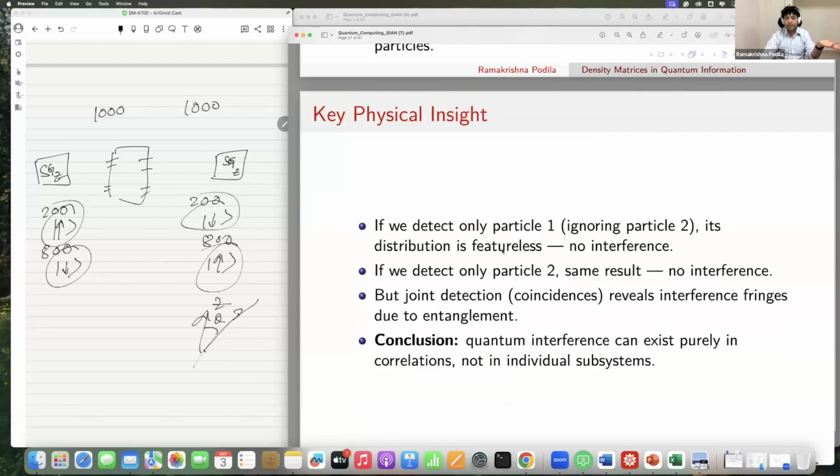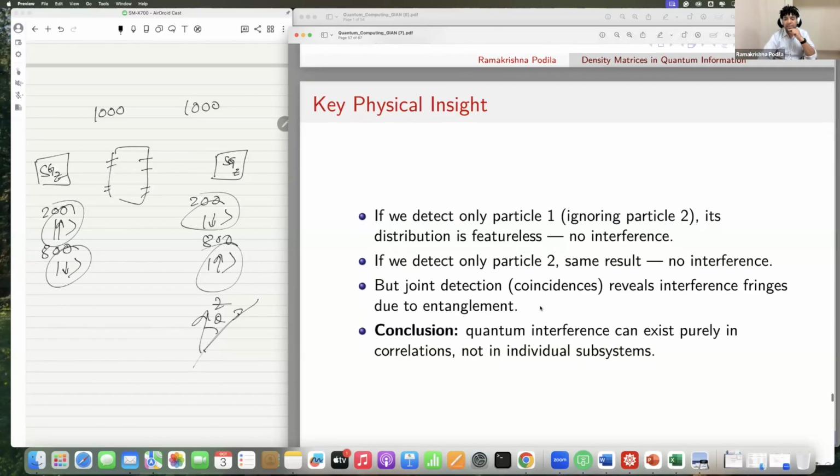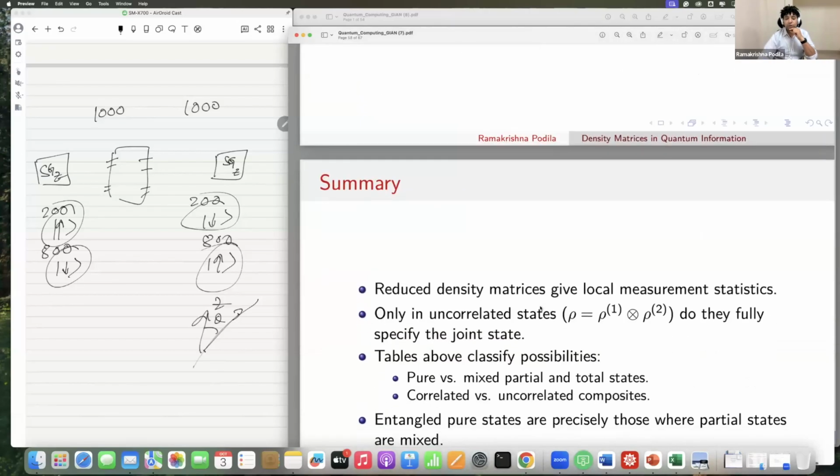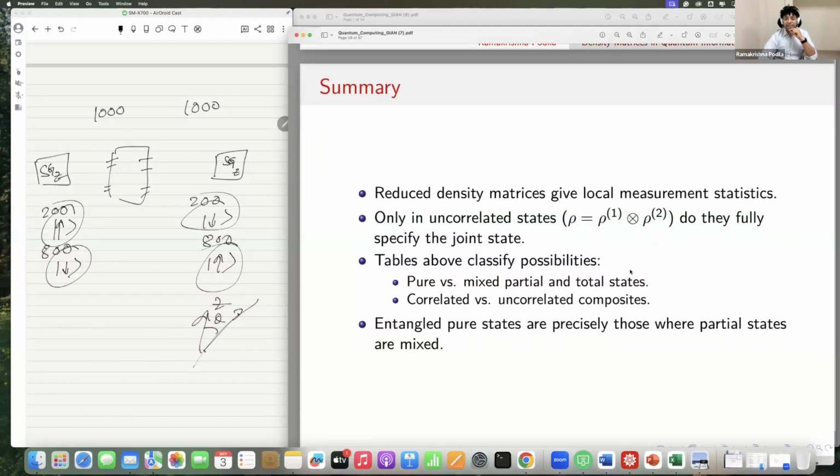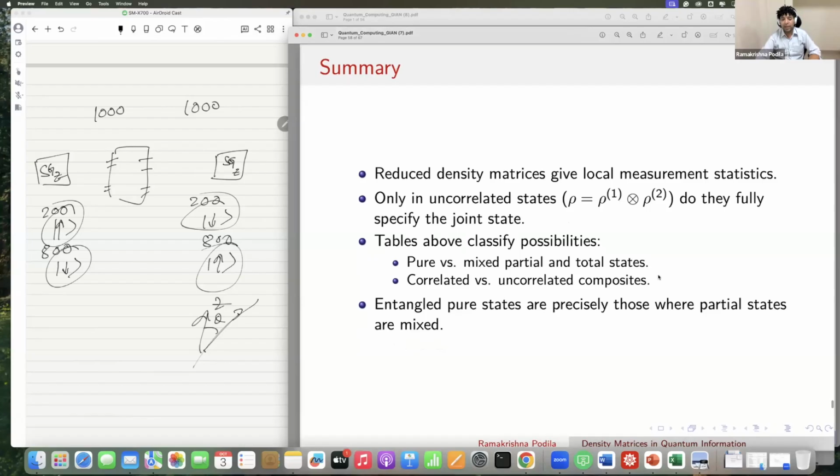So if we detect only one particle, its distribution is featureless. Again, if you detect only particle 2, then there is no interference. But if you detect both, then you see that there are correlations between those two things. Those correlations are what we are calling entanglement. So if you can express the density matrices as separable products, then they're uncorrelated. Entangled states or correlated states are partially mixed states that you cannot separate into these kind of factorized products. But if you make measurements on both sides, those measurements will look like they are correlated.